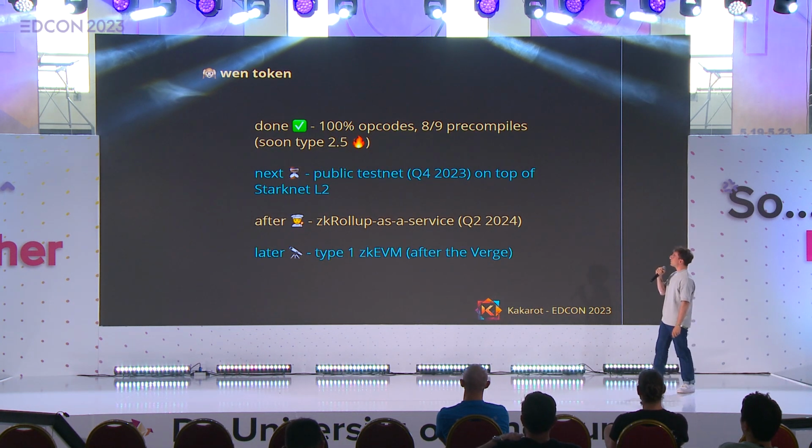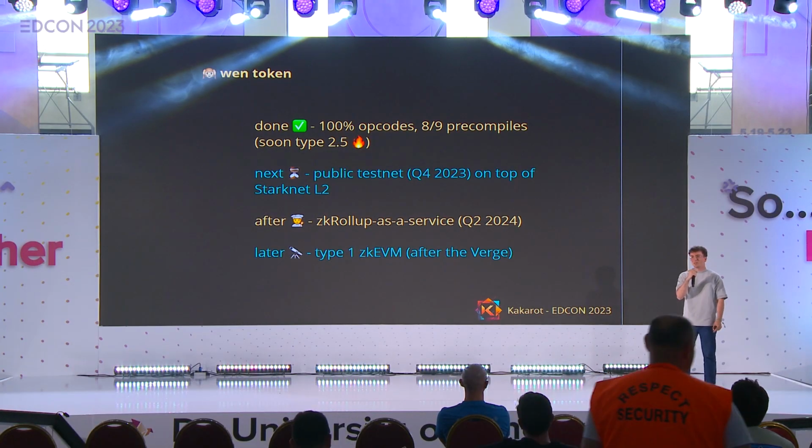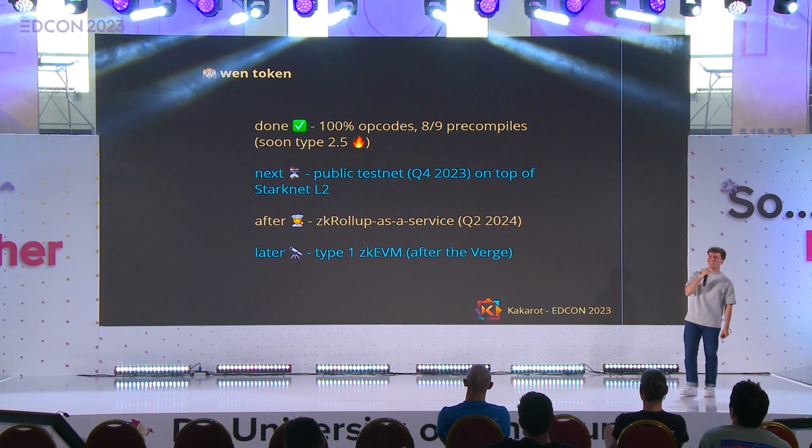All right. So what's been done so far? We have 100% opcode equivalence. We have 8 out of 9 precompiles. So this is somewhat comparable to what Polygon zkEVM has, as already pointed out yesterday. We should have a public testnet by end of summer.